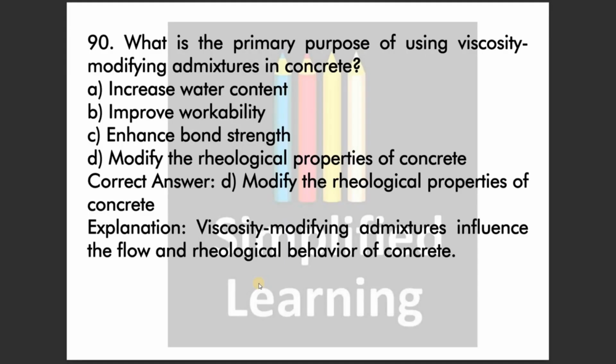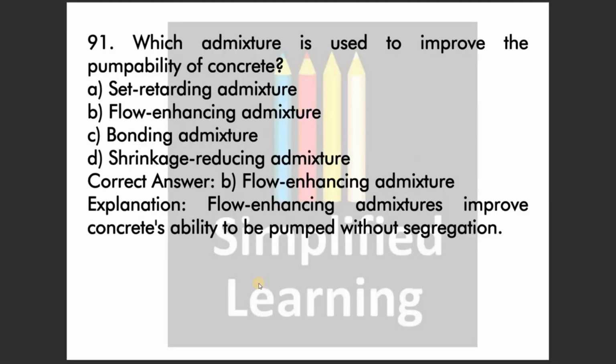Then what is the primary purpose of using viscosity modifying admixture in concrete? See, the primary purpose is to modify the rheological properties or rheological behavior of concrete. And which admixture is used to improve the pumpability of concrete? Means in order to pump concrete from point A to point B, then we will be using flow enhancing admixture. Okay, means workability is increased without causing any problem of segregation or bleeding.